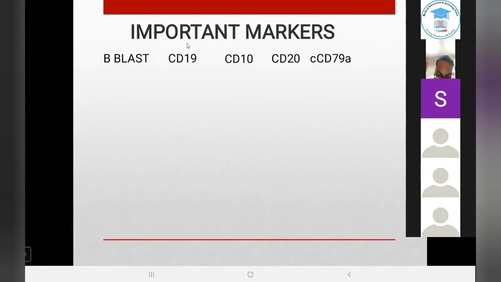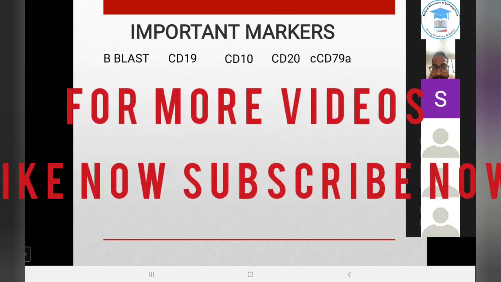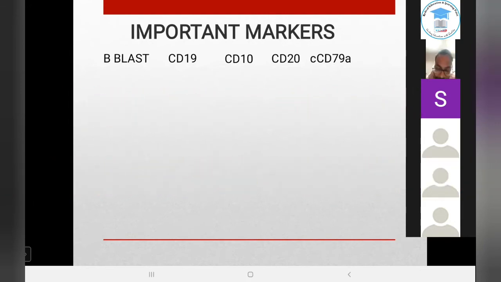And CD19 is a pan B cell marker. When I say CD19 is a pan B cell marker, what are the B cells on which CD19 is positive? Plasma cells, perfect. So plasma cells have CD19. Then what else? Okay, so I'll tell you. You have hematogones which start from stage 1. All the hematogones are 19 positive. You have all the mature B lymphocytes which are 19 positive. You have all the plasma cells which are 19 positive.